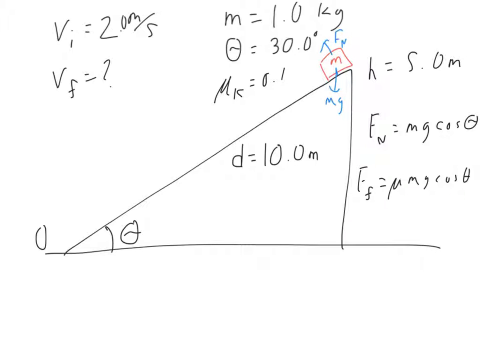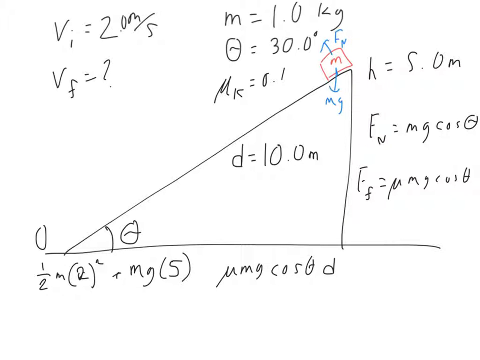So, let's use the same energy conservation equation again. We still start out with the same amount of kinetic energy, and again, I'm going to leave mass in terms of m to see that it'll still cancel out if we're being careful. So, initial kinetic energy is 1/2 m initial velocity squared, that's 2 squared. Initial potential energy, mg height h, which was 5 meters, and then the amount of work done by friction. So we have the force of friction, mu mg cosine theta. The distance is applied, d.